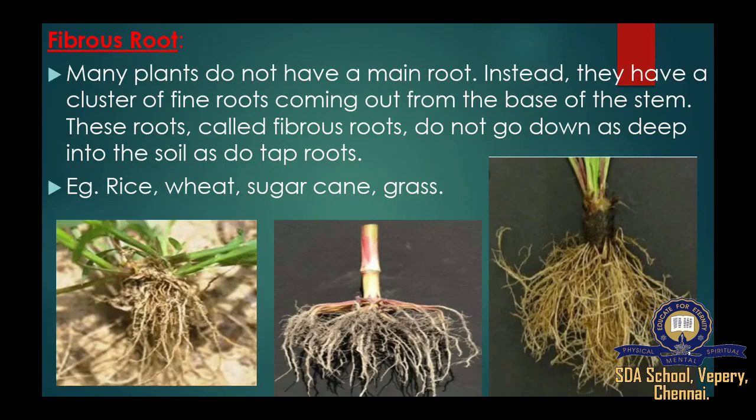And the second one, adventitious root systems, or fibrous root system. The root system that develops from any part of the plant body other than the radicle is called the adventitious root system. Many plants do not have a main root. Instead, they have a cluster of fine roots coming out from the base of the stem. These fibrous roots do not go as deep into the soil as tap roots do. Plants such as rice, wheat, bamboo, sugarcane, and grasses have the fibrous root system.